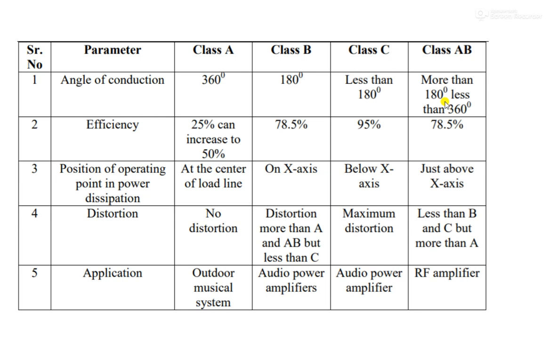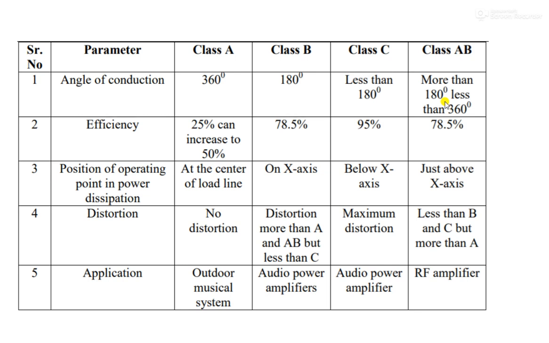Next is the position of the operating point or Q point. In a class A amplifier the Q point is at the center of the load line. In class B it is on the X axis, in class C below the X axis, and in class AB just above the X axis.